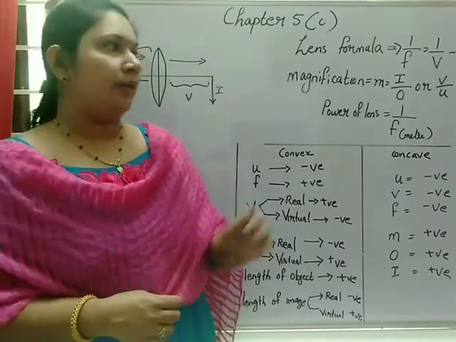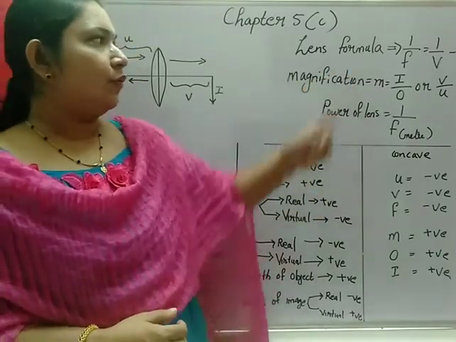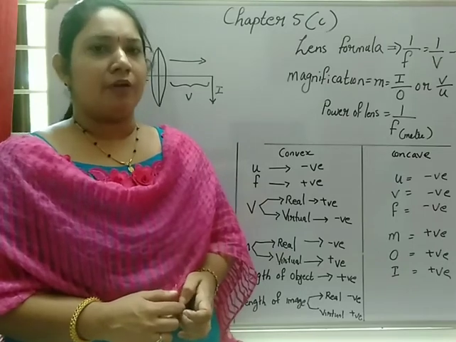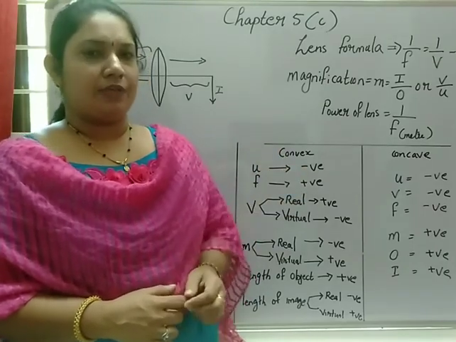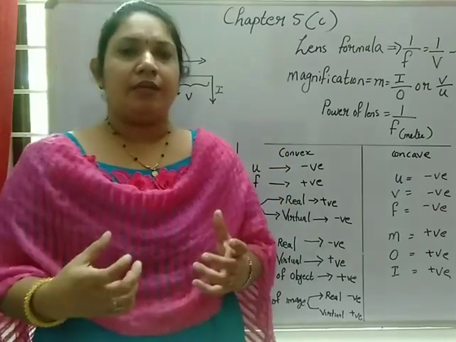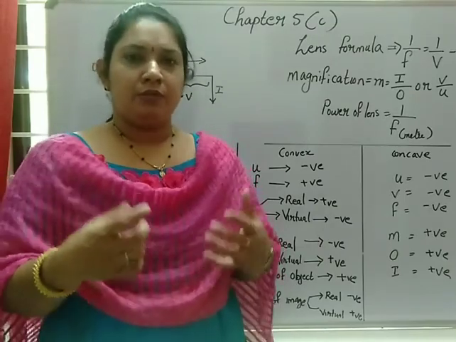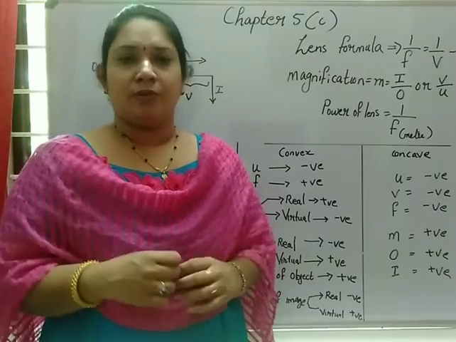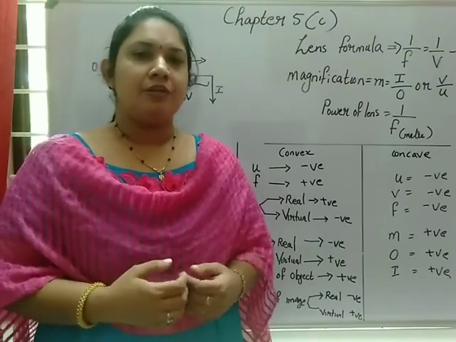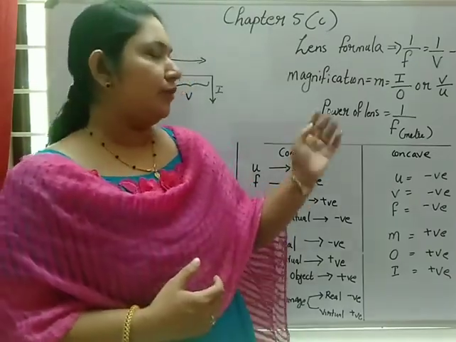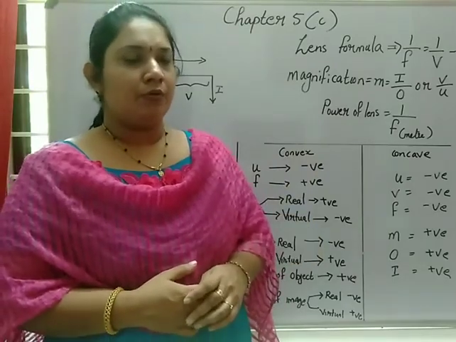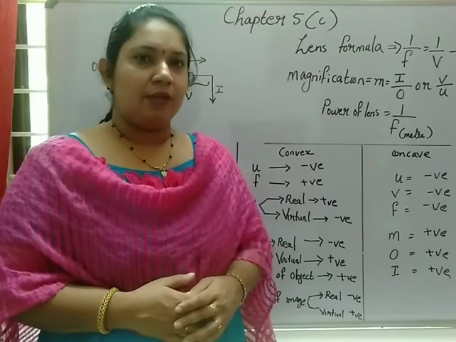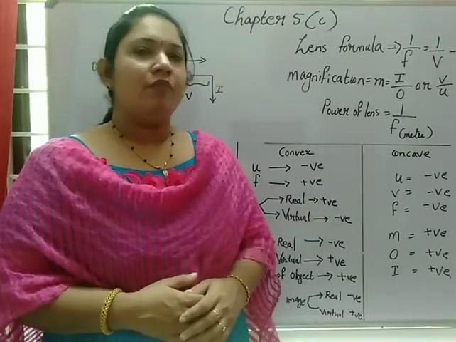The first formula, lens formula, that is 1 by f is equal to 1 by v minus 1 by u. And magnification means, when you are taking a photo using your mobile phone, you know how to zoom in and zoom out. That is called magnification. So for finding magnification, we have the formula I by O or V by U. And the power of the lens formula is 1 by F.